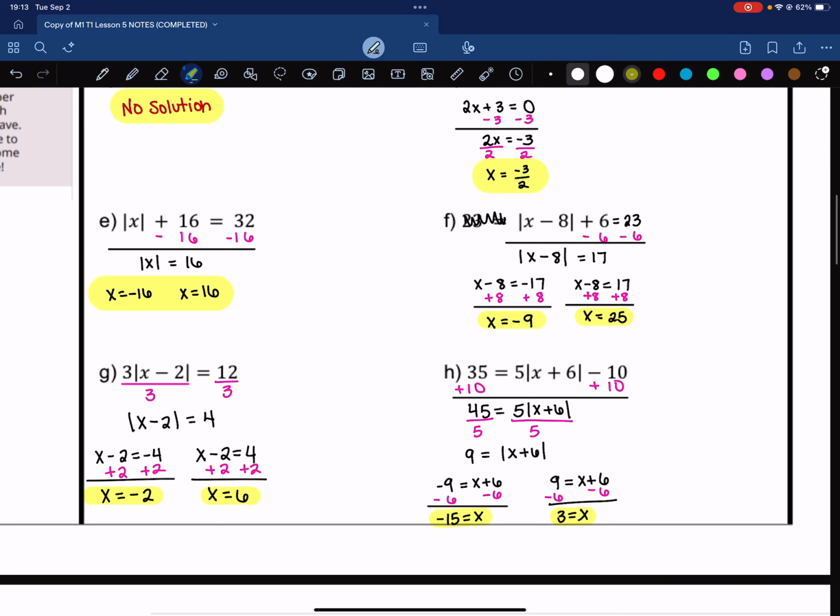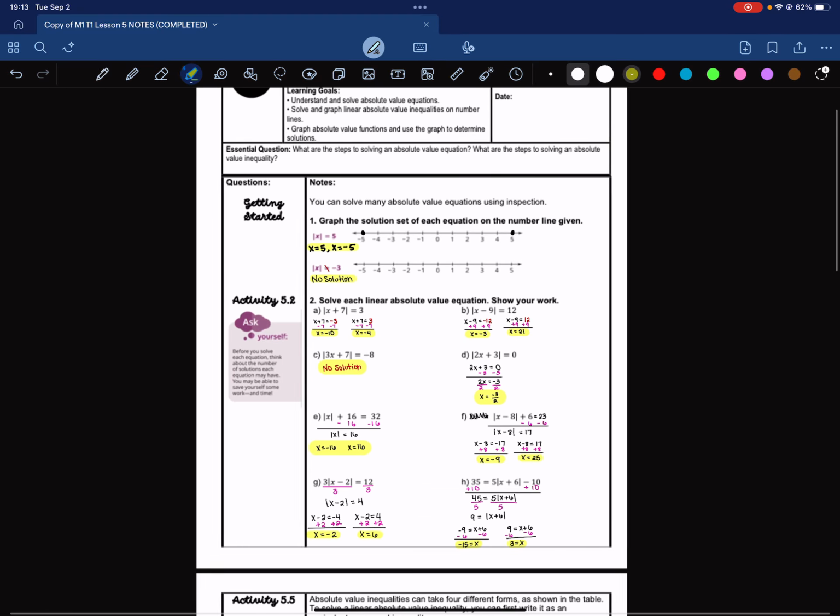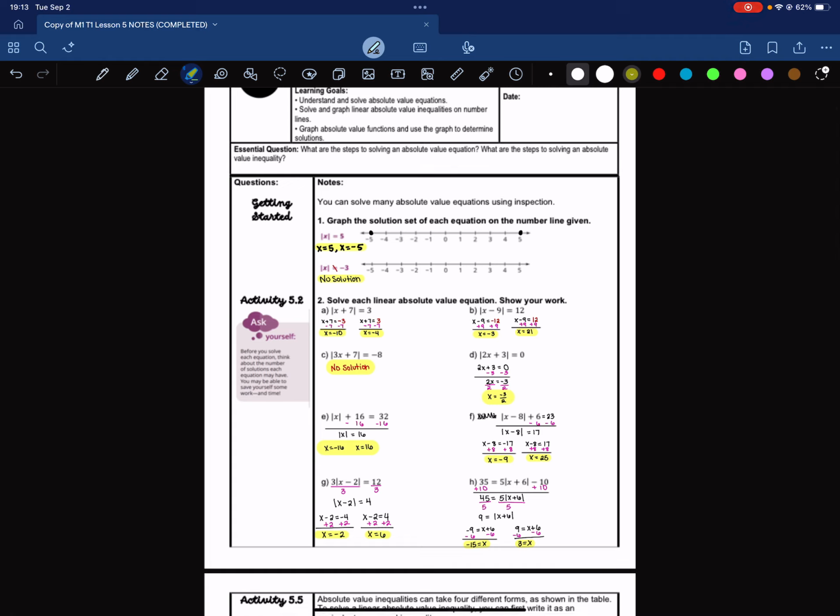Okay. So that is it for the first part. So you should be able to answer the first essential question. What are the steps to solving an absolute value equation? And you should be able to write those. So there will be a part 2 for the second half of the lesson.